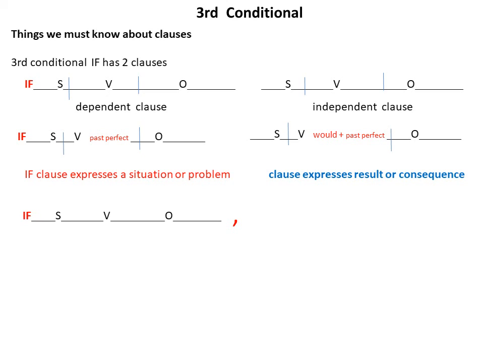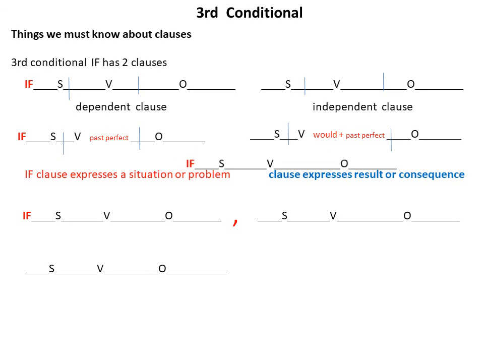Then we have the following one, which is the order in which the clauses are written. If you first write the if clause, then it must have a comma. But if you do it the other way around, because you can also do that, first you put your independent clause and then your dependent clause, then no comma is necessary.